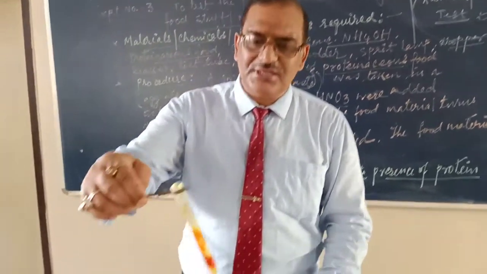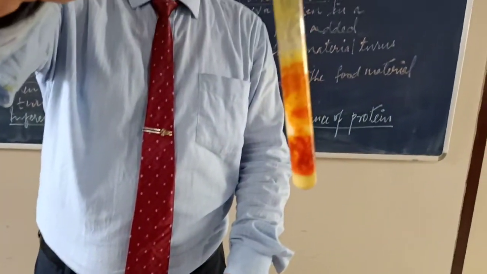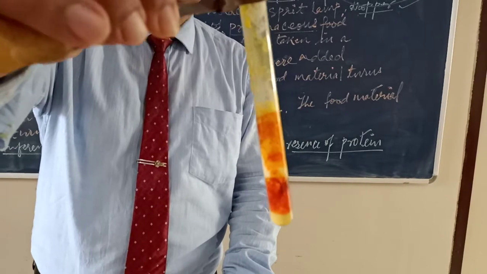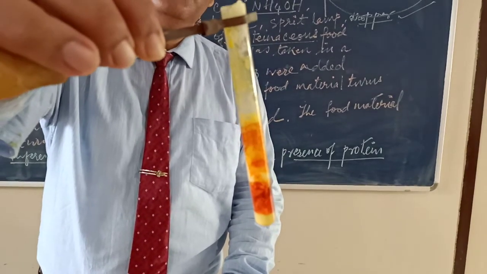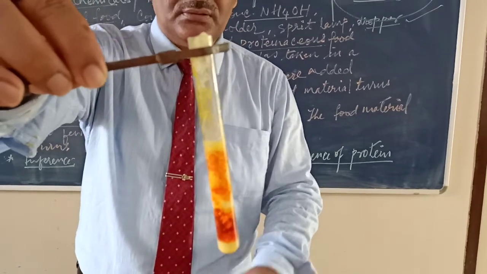You see the color, the orange color is very clear. So the puffy, whitish, yellowish, semi-solid material became orange. So this confirms the presence of protein. That's all for today.